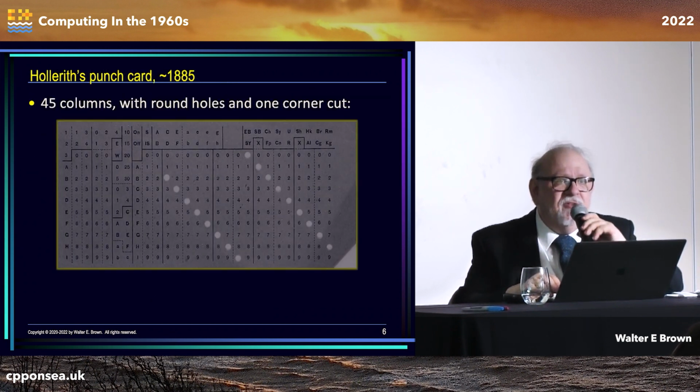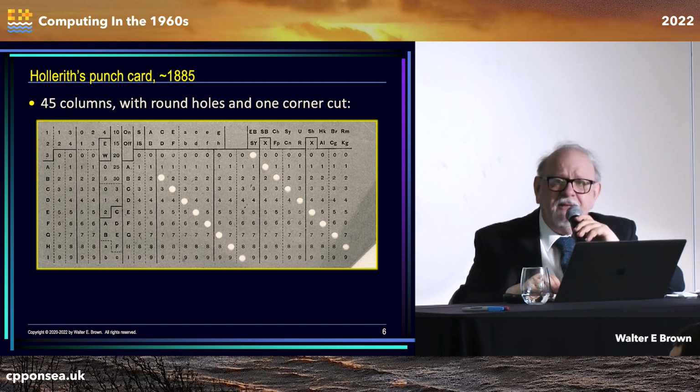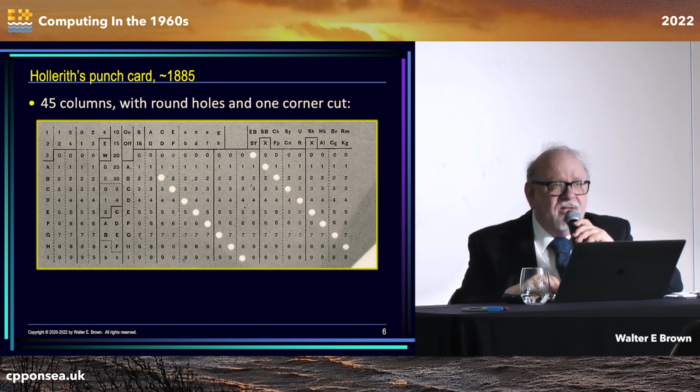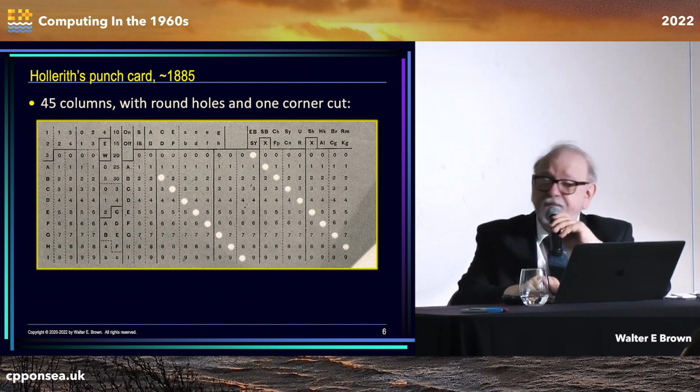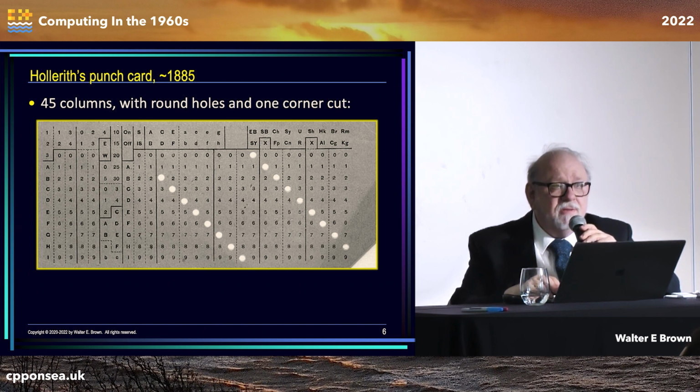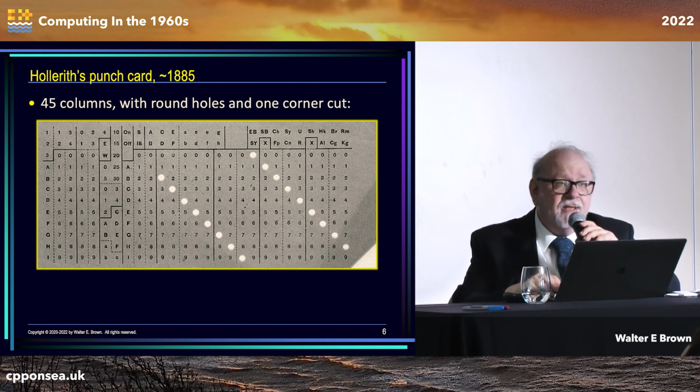But I'd like to start even farther back, just to put a little bit of perspective on this. Roughly 1885, and we're now dealing with my grandmother's era. So this time is actually quite real to me because I've heard stories through my grandmother. A Hollerith punch card looked approximately like this. 45 columns, round holes, that turns out to be important. One corner cut, always useful in case you have a card backwards. You can find it quickly.